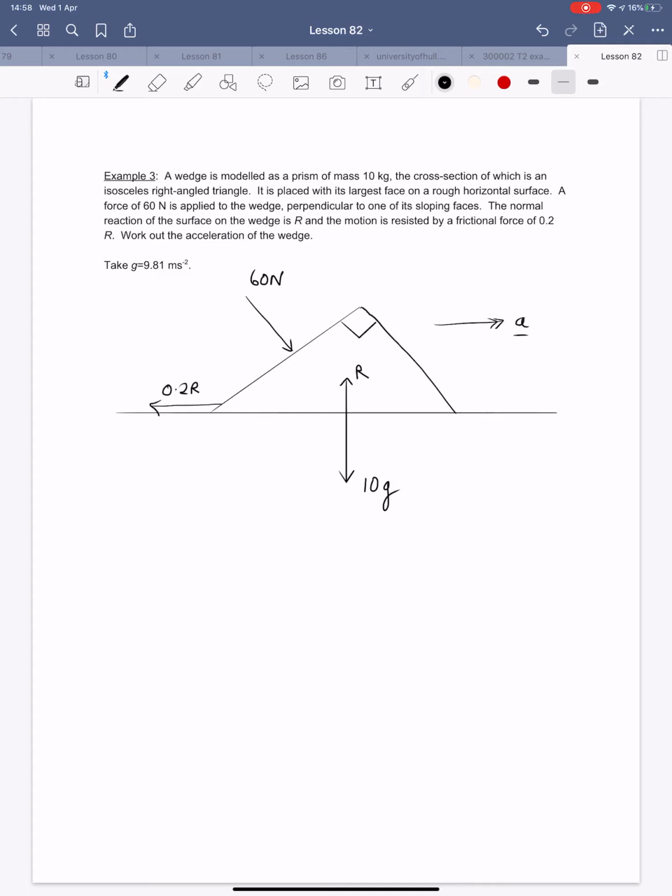g is 9.8. Sorry, there's all sorts of messages going on now.